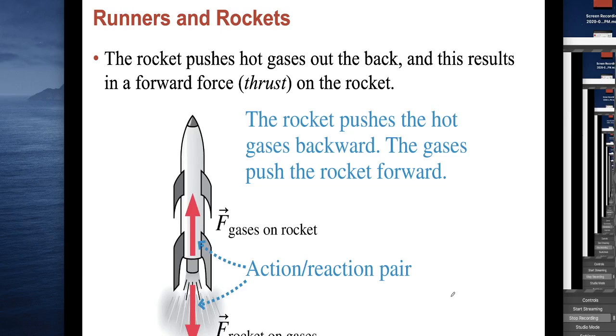Here is another example. When a rocket is launched, let's say when the rocket is moving up, the rocket will push some air downward. When the rocket is pushing air downward, the air is pushing back on the rocket, which is pushing the rocket upward. This is another pair of action and reaction.